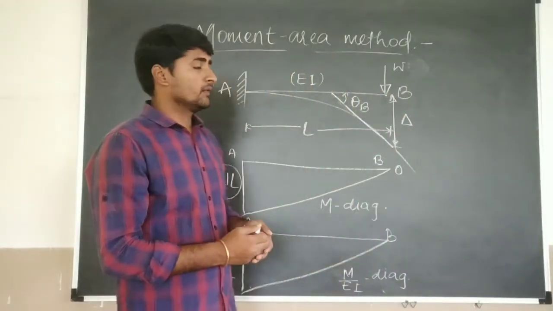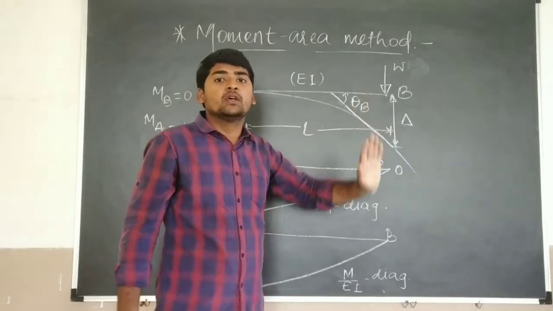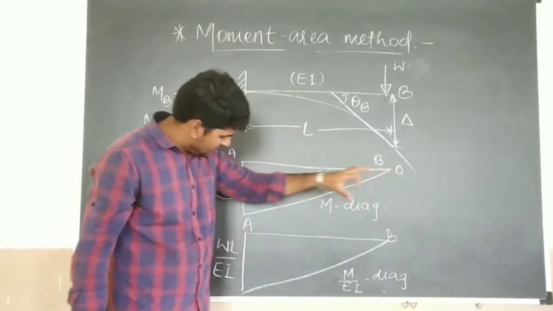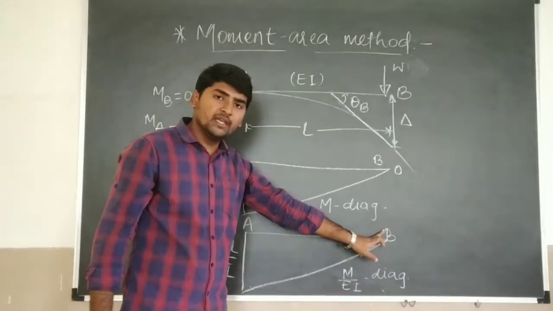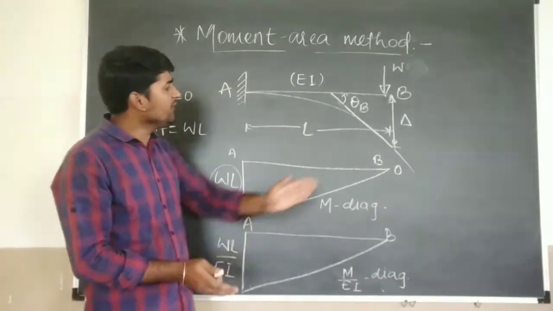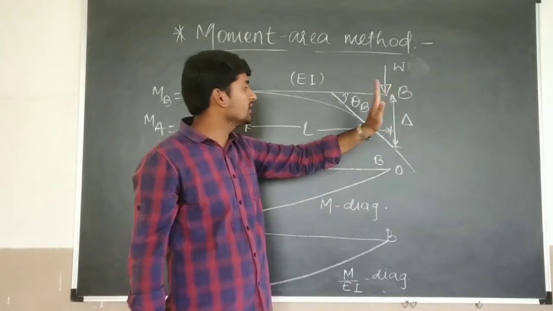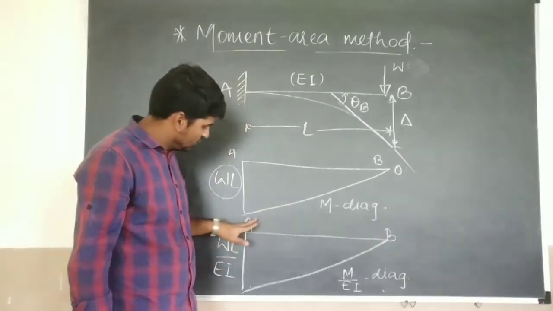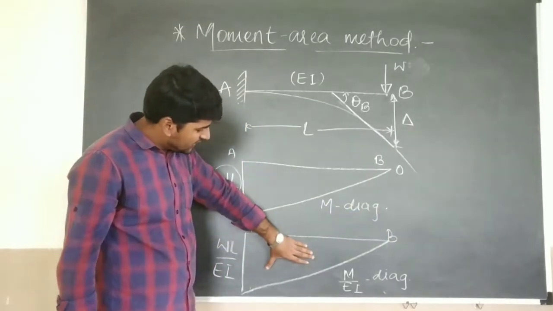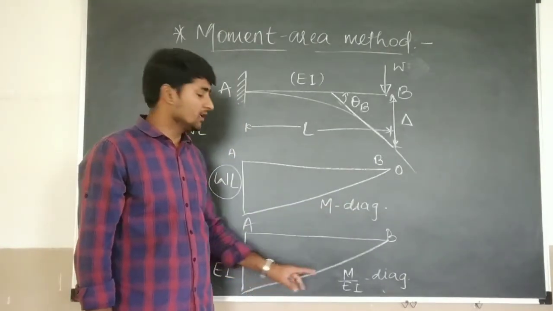Further, we have to find the slope and deflection at point B. The first theorem of the moment area method states that the area between point B to A will give us the slope at B. So if we have to find the slope, or the deflection at B, then we simply consider this M upon EI diagram from B to A. This is point B and this is point A. If I calculate the area of this diagram from B to A, then I will simply get the slope at B.